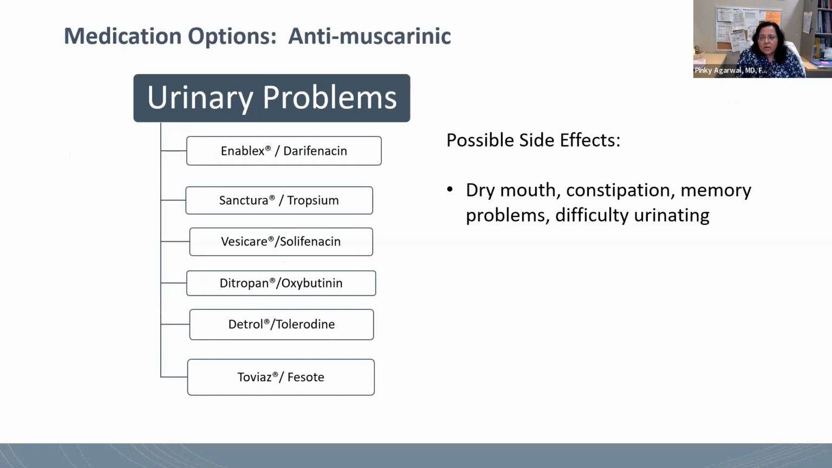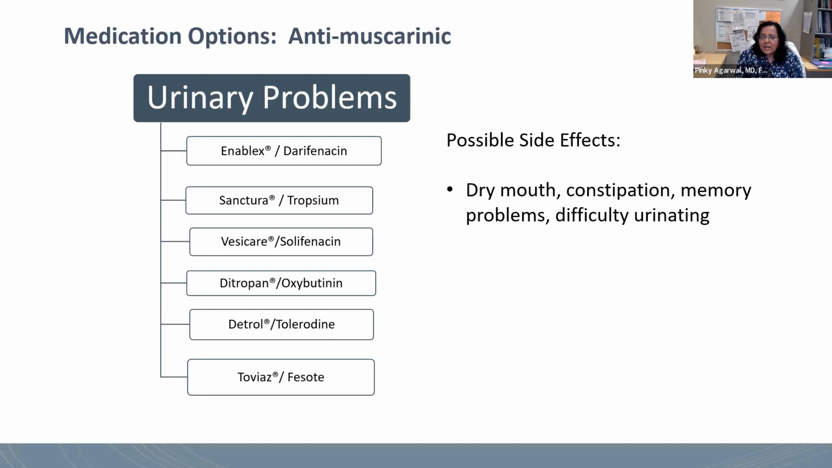Now these meds are not specifically for Parkinson's and overactive bladder. However, these are common medicines that you may get prescribed either by your neurologist or by a urologist for overactive bladder. All of them work by an anticholinergic mechanism. And some of the names that you might recognize will be Enablex or Sanctura or Vesicare or Ditropan, Detrol or Toviaz. Because they block acetylcholine, which they're supposed to do mainly in the bladder, there can be a little bit of overflow.